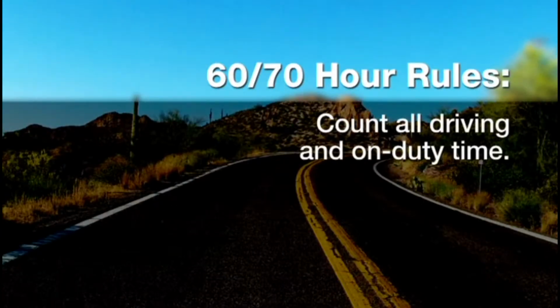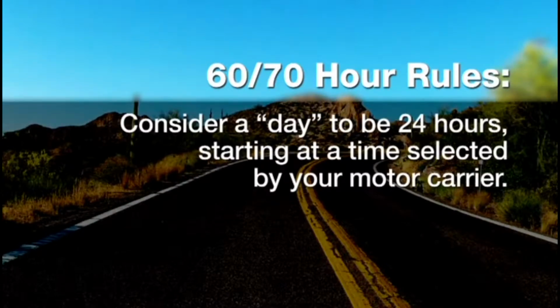So, what hours are counted towards your 60 or 70-hour limit? The answer is all driving time and all on-duty time. Since this rule concerns a 7-day or an 8-day time period, it's useful to think about what constitutes a day. For this rule, a day is a 24-hour period, but each motor carrier can decide when the day begins, usually at midnight. The important thing is that the starting time of day selected by your motor carrier must match the starting time of day in your logbook or electronic logging device, or ELD.